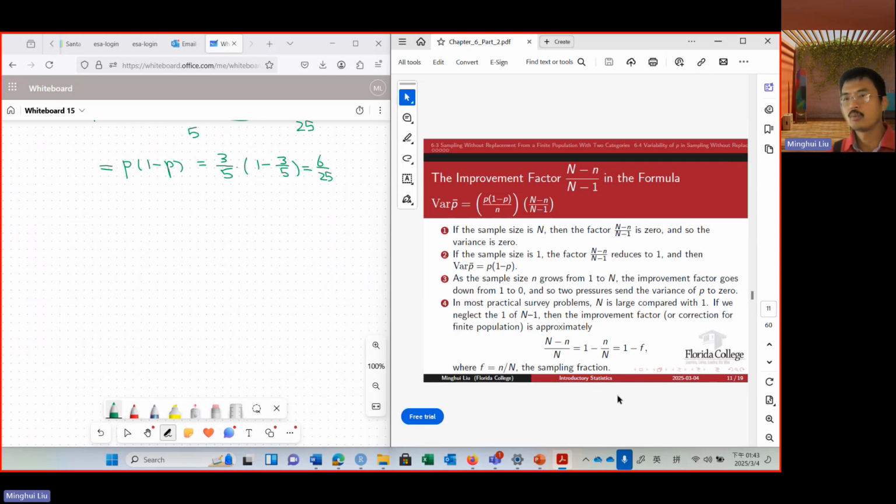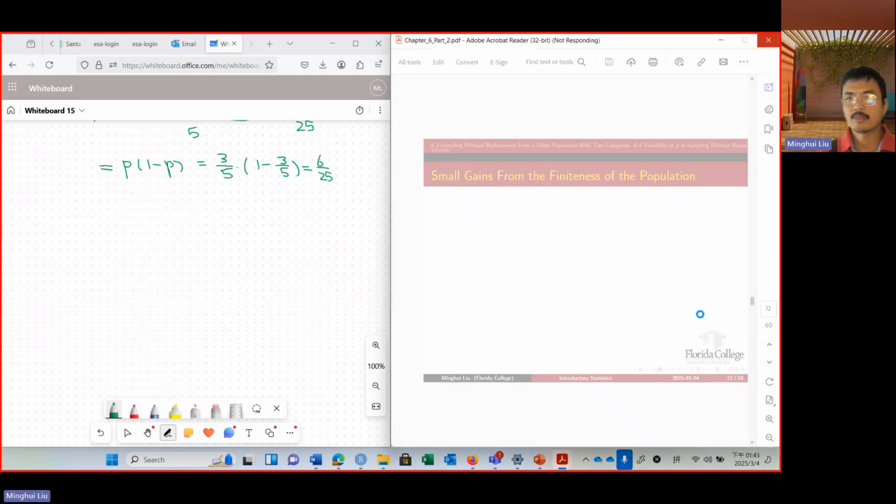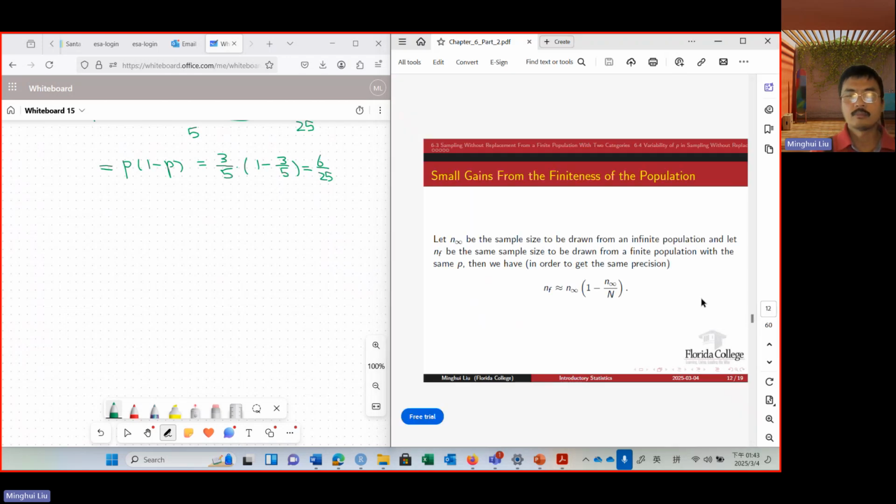Or in other words, what proportion of the population is used in the sample. So there are some small gains from the finiteness of the population. Let's look at what I mean by that. Here, let n infinity be the sample size drawn from the infinite population. What that means is, let's say there is a hypothetical infinite population, and then we can draw some finite sample size.